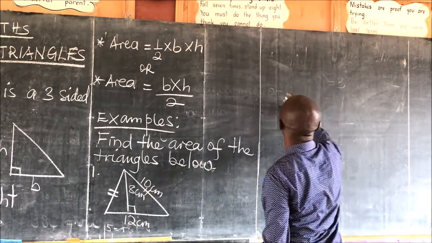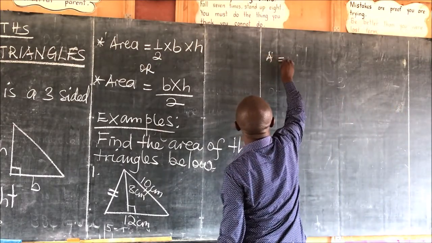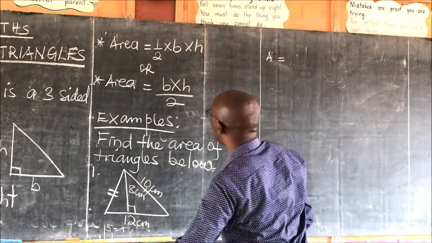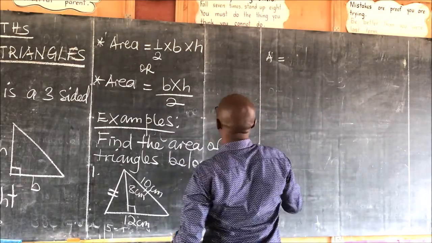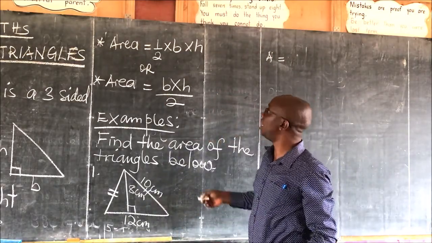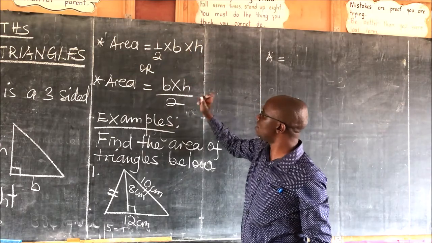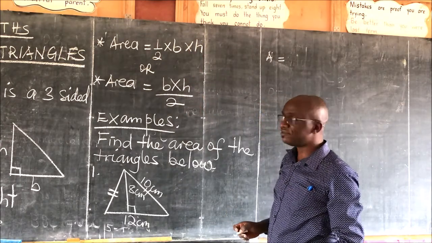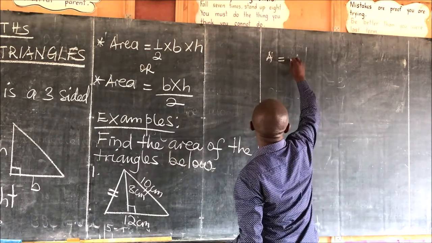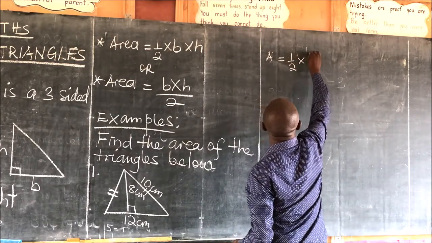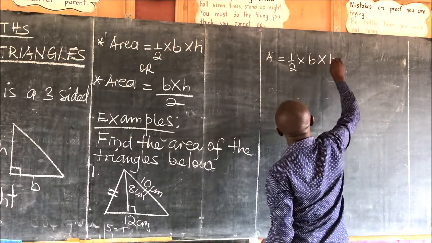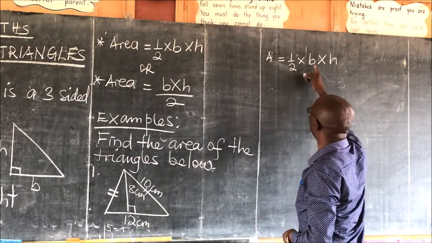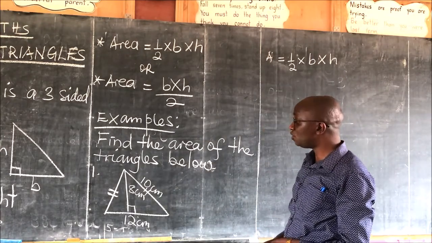So first of all, area of a triangle formula, we have said you can use any of the formulas. Some people may decide to use this or this. So it serves the same. So area is equal to a half times the base of the triangle times the height of the triangle.